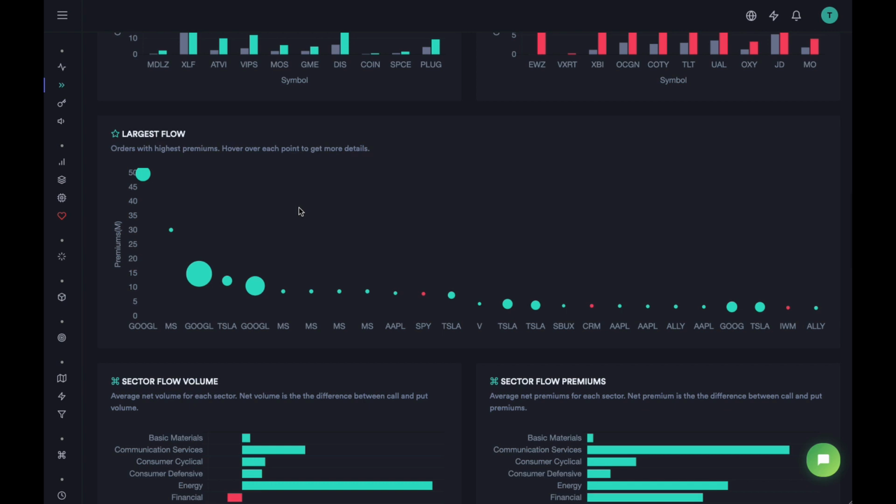Then we have the largest flow. This just shows you single orders with the largest premiums. If you hover over these circles, you can see that a Google call was purchased today for about $15 million.